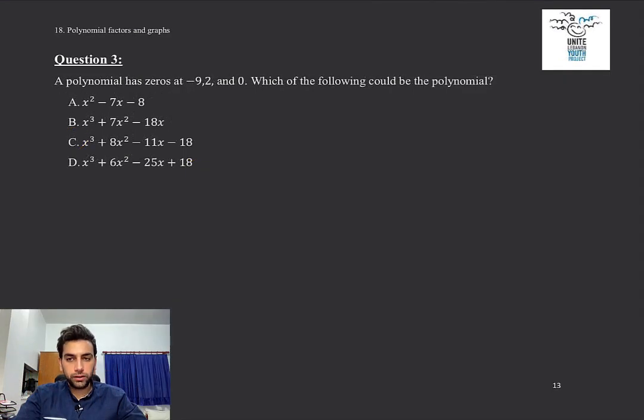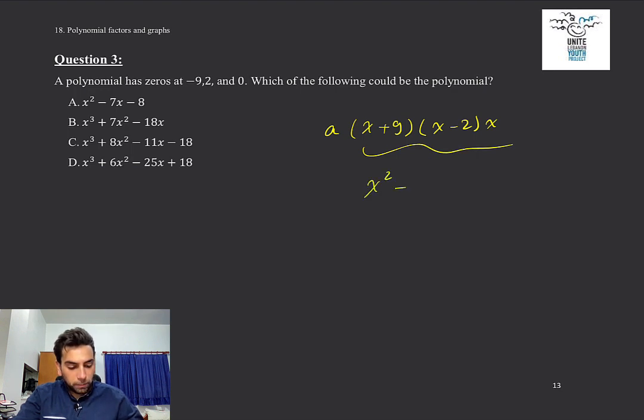Now, exercise number 3. A polynomial has zeros at minus 9, 2, and 0. Which of the following could be the polynomial? Knowing that those are my zeros, then my polynomial could be written as x plus 9 times x minus 2 times x. And it could also be a multiple of such a polynomial, so there could be a constant a here. But disregard this constant for now. Let's distribute this equation. You will get x squared minus 2x plus 9x minus 18 times x. I will keep here the a for later on.